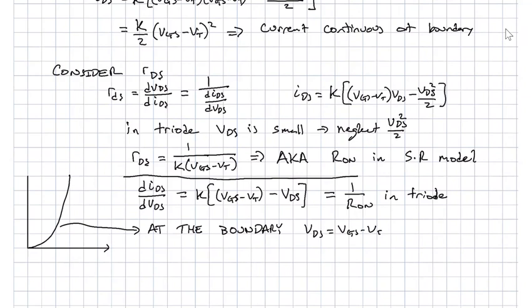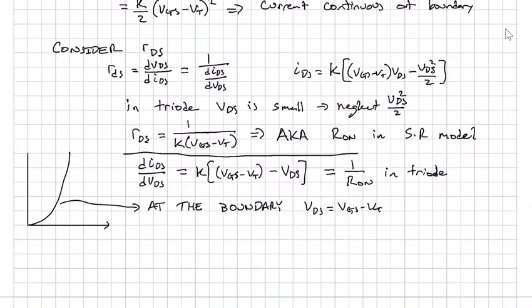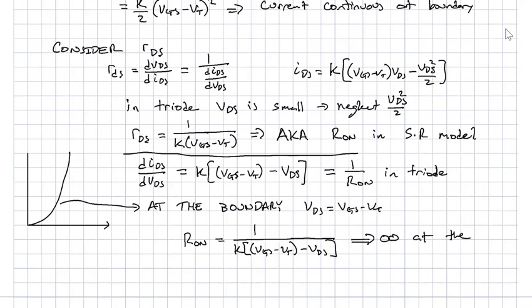If we plug that into the derivative that we just got, I'll write it one more time just to make it a little bit more insightful. We could say this R on that we're getting is 1 over K times VGS minus VT minus VDS. So that's just the derivative. But then at that boundary, if we plug in VDS equal to VGS minus VT, this goes to infinity at the boundary. And it stays at infinity beyond the boundary.